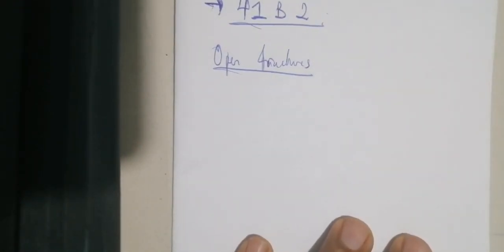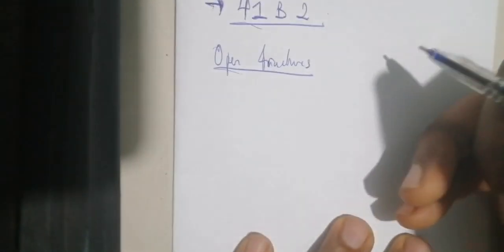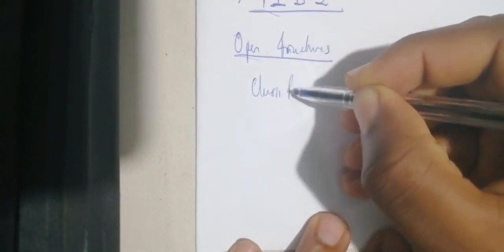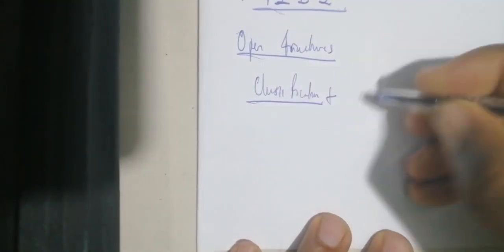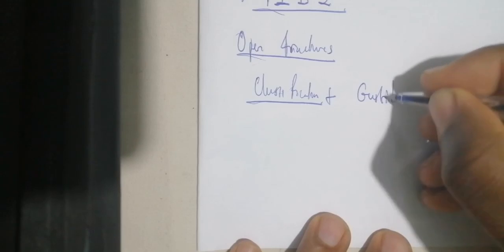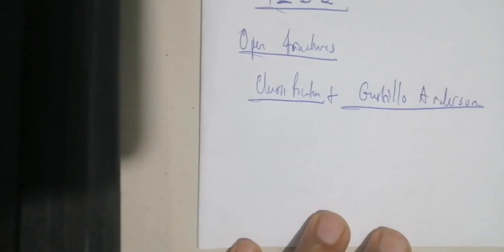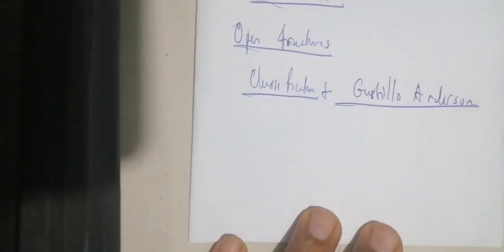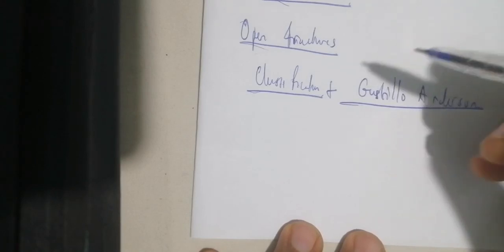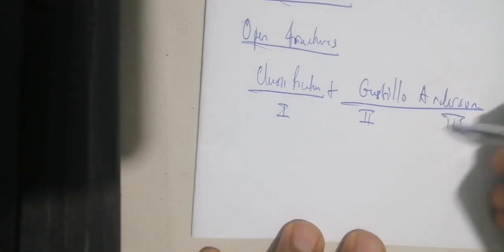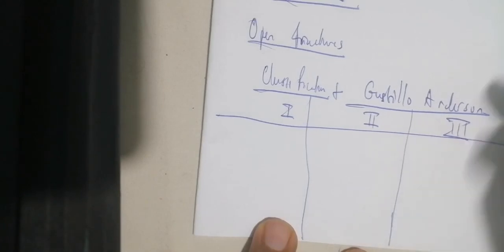Now, the next thing after having the definition of open fractures, you should also speak about the classification of open fractures. The classification of open fracture is called the Gustilo-Anderson classification. Now, the Gustilo-Anderson classification classifies into 1, 2, and 3. Is it clear? Based on 3 major elements.